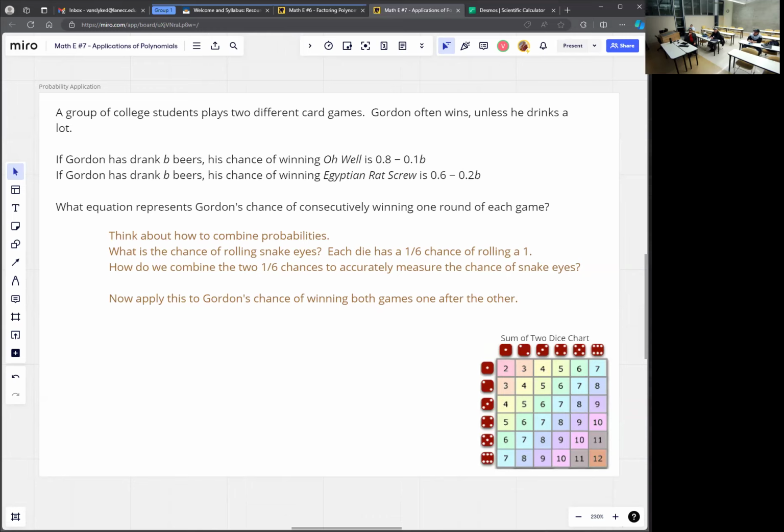A group of college students plays two different card games. Gordon is the best at this, and he often wins, unless he drinks a lot. So if B is the number of beers he drinks, then his chance of winning Oh Well is 0.8 minus 0.1B. So let's change that into percentages. What is 0.8 as a percentage? 80%. Everyone remember their percent math?